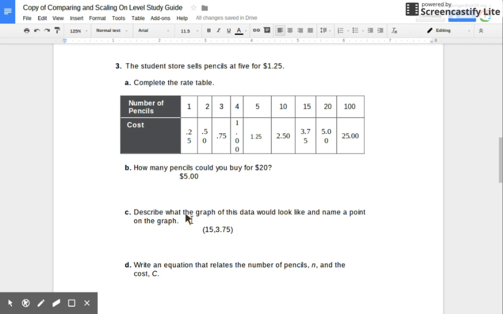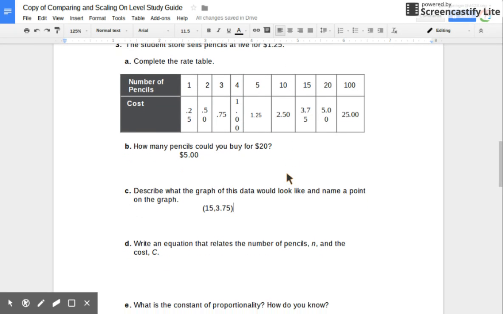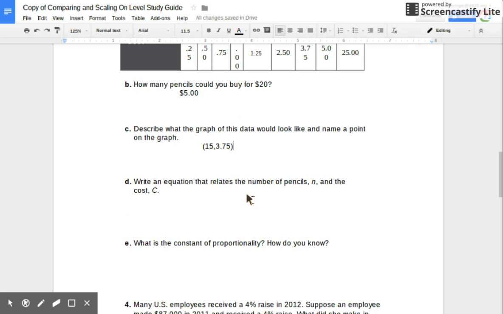And to describe what the graph of this data would look like, well, what would the line look like if we were to graph this data? Well, we see that for every pencil that we add on, we get a bigger amount of cost. So the graph would look like a line that's increasing or is slanted upwards. But because we haven't really dealt with graphs yet, I wouldn't worry too much about this problem, because we're going to get into that later for the next unit.